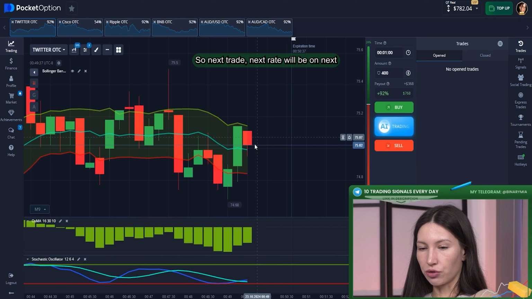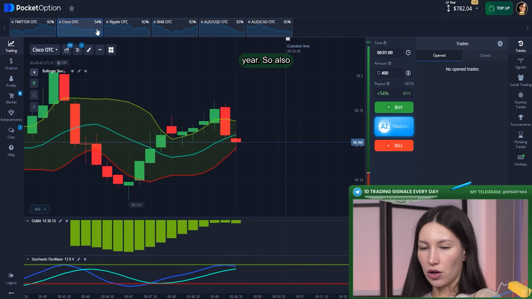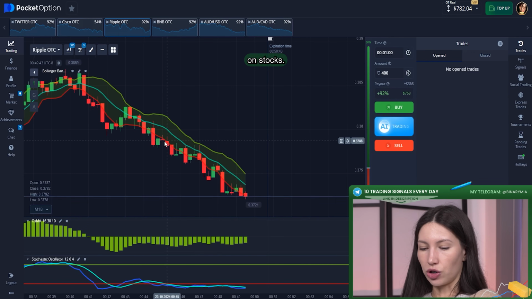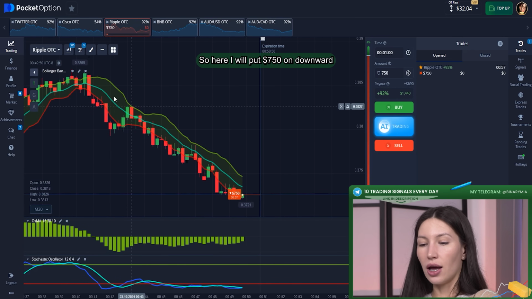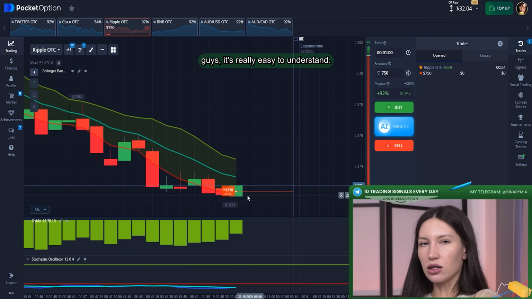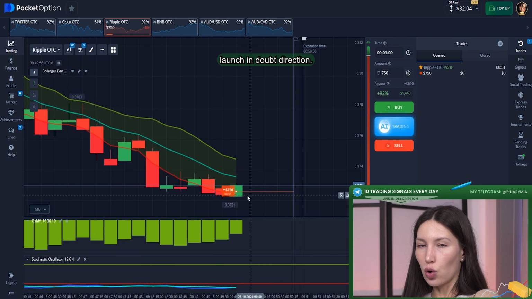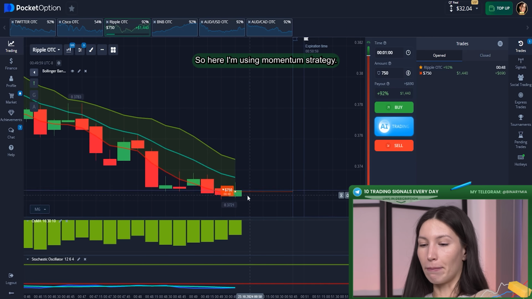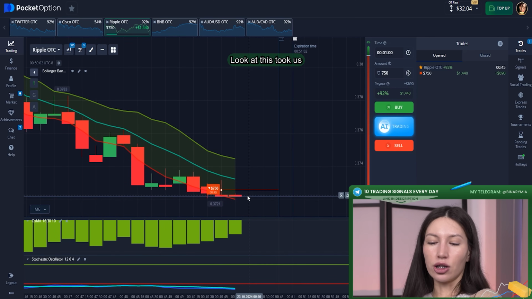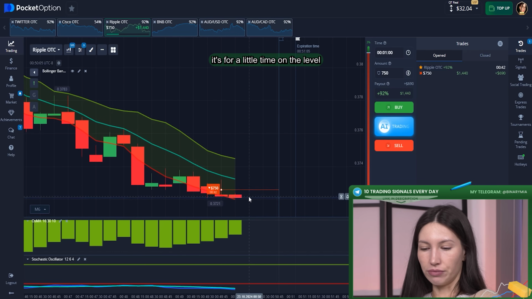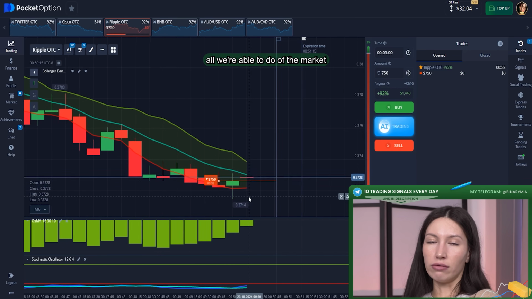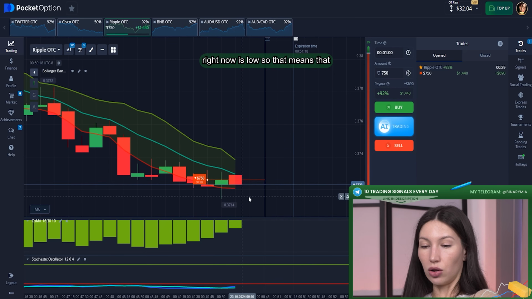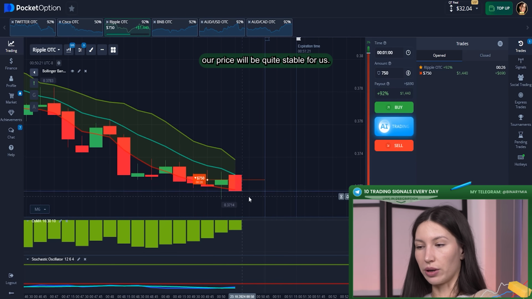So next trade will be on the next currency pair. So also on stocks. So here I will put $750 on downward direction, guys. It's really easy to understand. As you can see, it's launching downward direction. So here I'm using the momentum strategy. Look at the stochastic oscillator. It's for a long time under level of 30, so it's really an oversold situation, but our volatility of the market right now is low, so that means that our price will be quite stable for us.